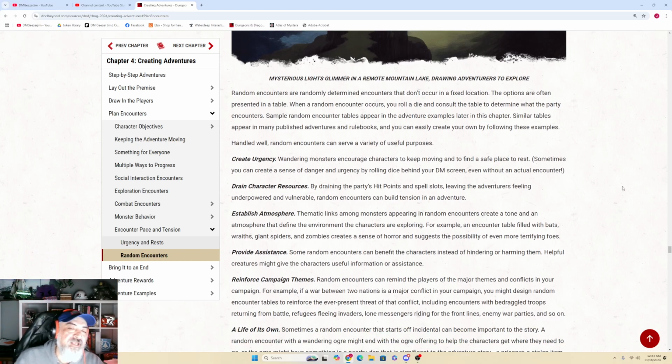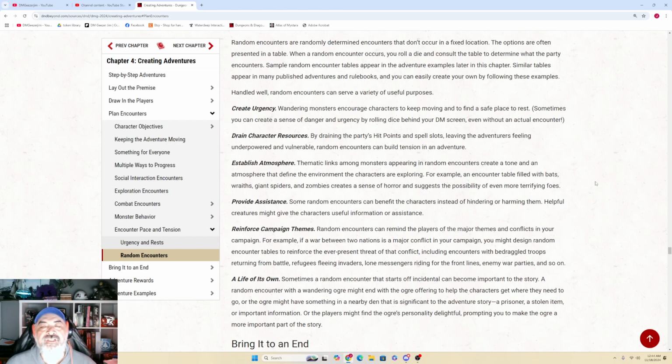Handled well, random encounters can serve a variety of useful purposes. Creating urgency. Wandering monsters encourage characters to keep moving and to find a safe place to rest. Sometimes you can create a sense of danger and urgency by rolling dice behind your DM screen, even without an actual encounter. Drain character resources by draining the party's hit points and spell slots, leaving the adventurers feeling underpowered and vulnerable. Random encounters can build tension in an adventure.